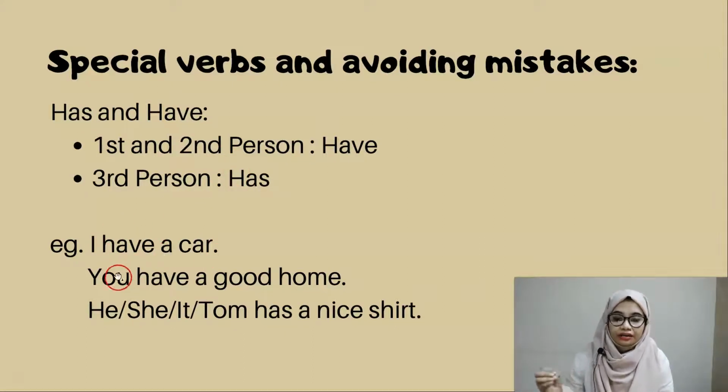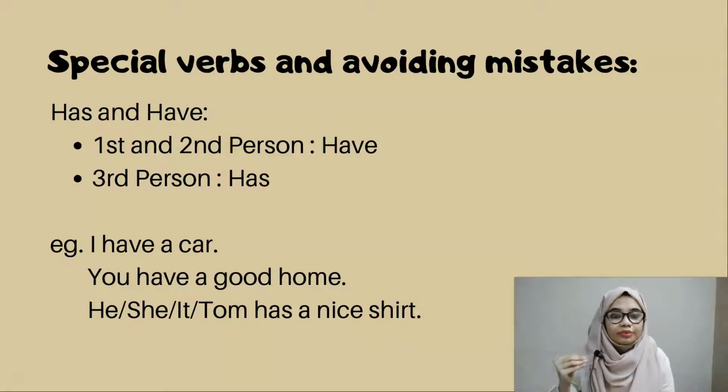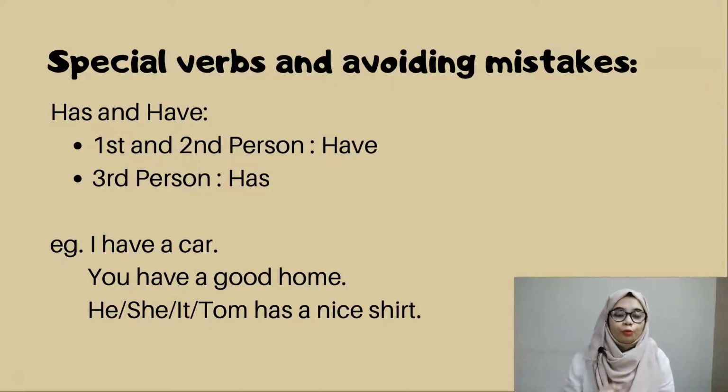I have a car. You have a good home. He, she, it, Tom has a nice shirt. Now, if the third person is singular, it will take has, but at the same time, if the third person is plural, they will take have. They have a nice house. That is the exception. I have a nice house. You have a nice house. He, she, it has a nice house. They have a nice house. We have a nice house. That is how it goes.